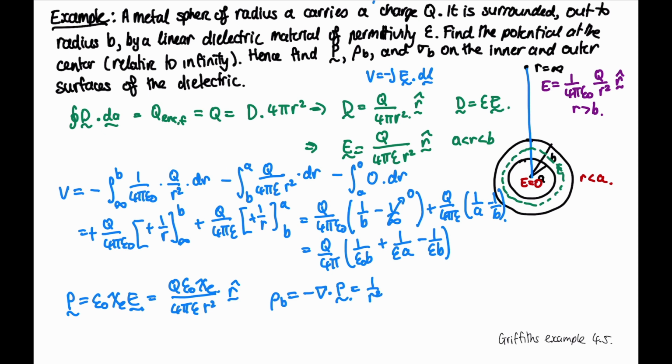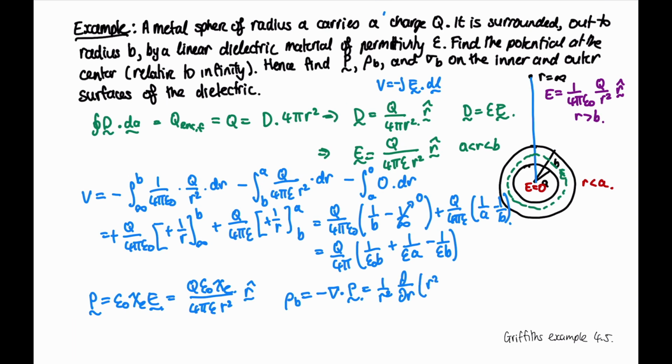So that's going to be 1 on R squared times the derivative with respect to R of R squared times P. And P is this Q epsilon naught times the susceptibility over 4 pi epsilon, oh, sorry, that's not epsilon naught, that's epsilon R squared. And these R squareds are going to cancel out. So what we're left with inside this derivative is a constant. So that is going to be equal to 0. So the bound charge density inside the dielectric is just equal to 0.